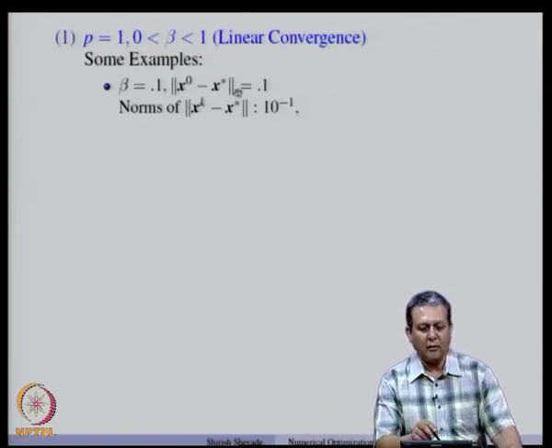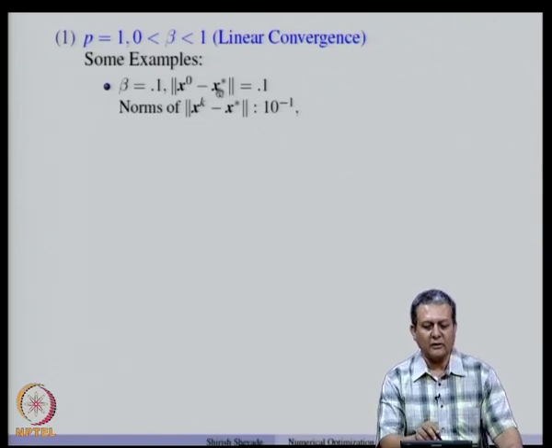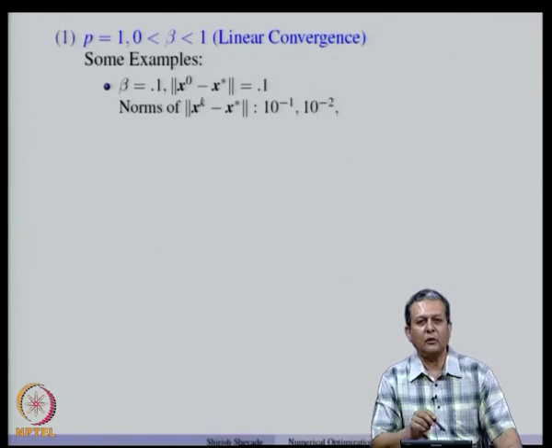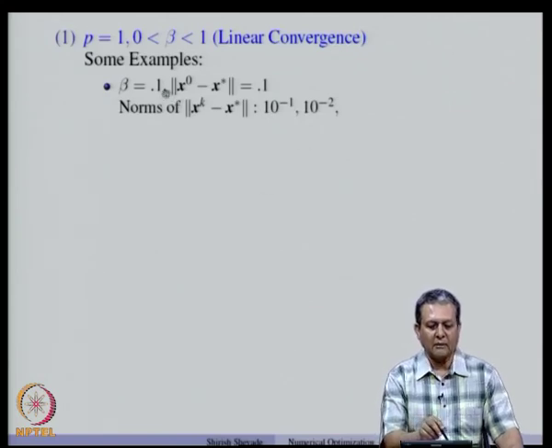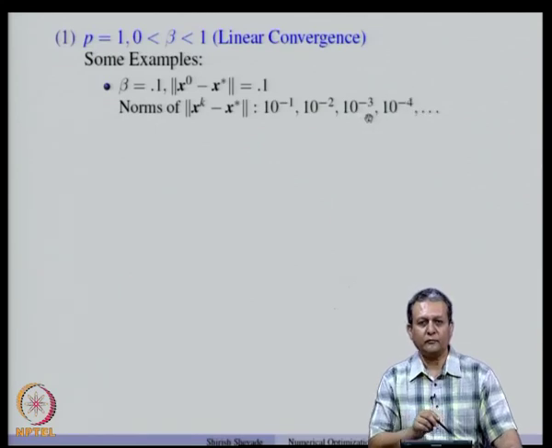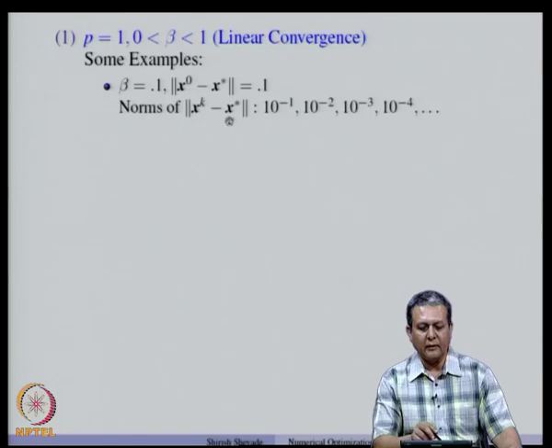Then, because p is 1, this quantity gets multiplied by beta, and 0.1 into 0.1 is 10 to the power minus 2. So, the norm of x1 minus x star is 10 to the power minus 2, and again the whole quantity is multiplied by beta and the norm of x2 minus x star becomes 10 to the power minus 3 and so on. So, you will see that in every iteration the norm of xk minus x star gets reduced by a factor of 10. So, here it was 1/10, 1/100, 1/1000, 1/10,000 and so on.